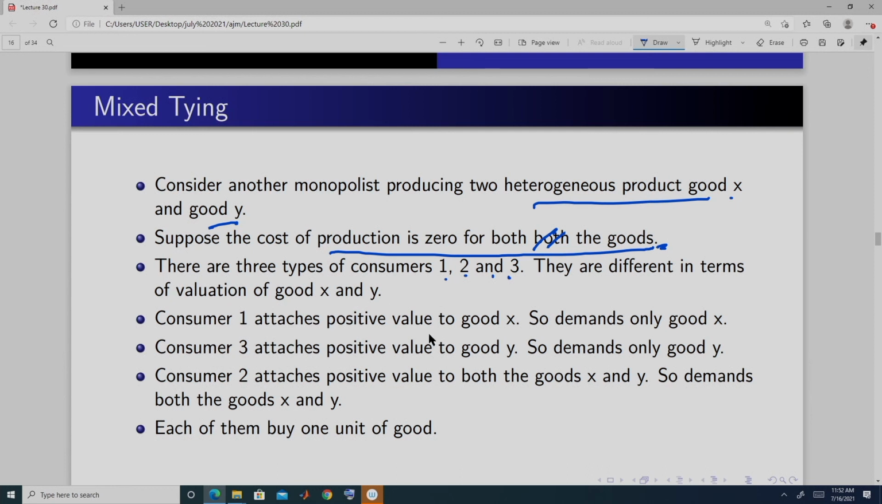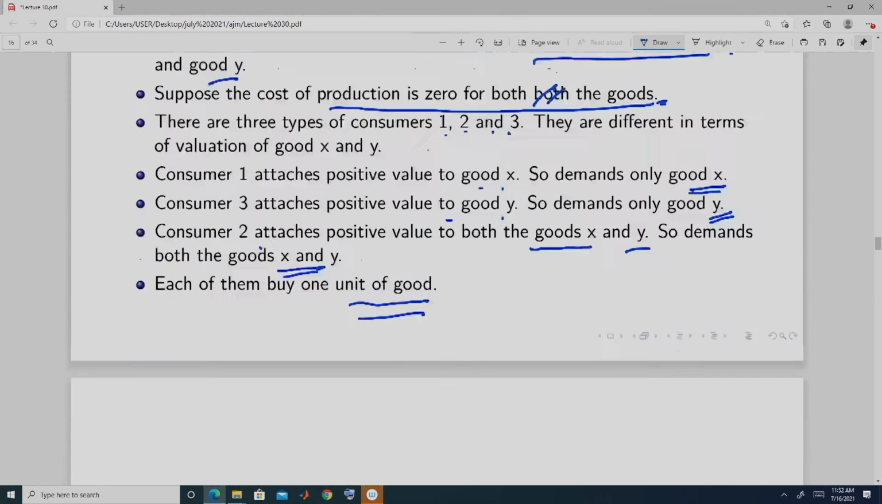Consumer 1 attaches positive value to good X and so demands only good X. Consumer 1 does not demand good Y. Consumer 3 attaches positive value to good Y and so demands only good Y. And consumer 2 attaches positive value to both good X and good Y, so demands both goods if it gets non-negative utility from them. For simplicity, each of them buys only one unit of the good. This is the setup.